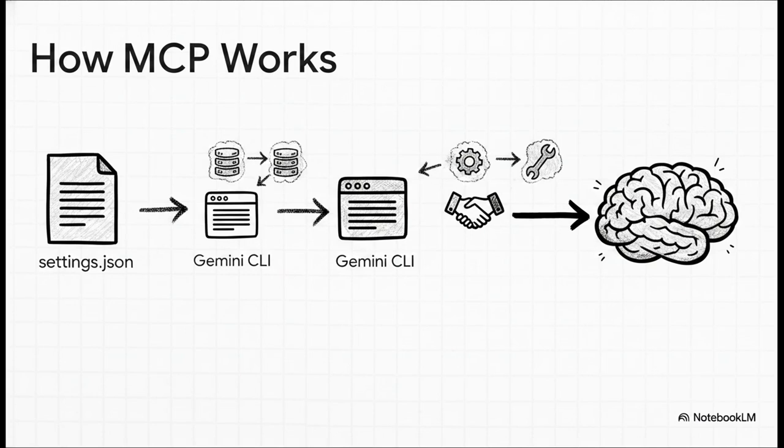So here's the flow. First, you tell the CLI about your custom servers in a settings.json file. When you launch the CLI, it automatically boots up those server processes for you. Then, it performs a handshake, where it basically asks your server, hey, what tools do you have and what can they do? Once it has that information, the Gemini model itself is smart enough to decide when to call on one of your custom tools to get a job done.